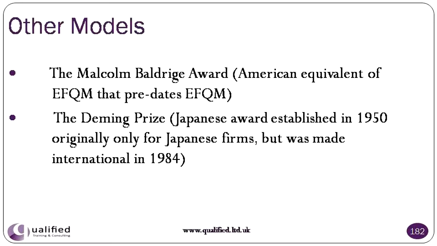To conclude this section, some mention may be made of 2 other important award models. First of all, there is the Malcolm Baldrige Award, which is the American equivalent of the EFQM model, and in fact predates it. And this has 7 pillars of quality that broadly correspond with the enablers and results of the EFQM model. Finally, we also have the Deming Prize, established way back in 1950, originally only for Japanese firms, but made international in 1984. And this has a somewhat stronger process focus than Baldrige, but is often compared with it.